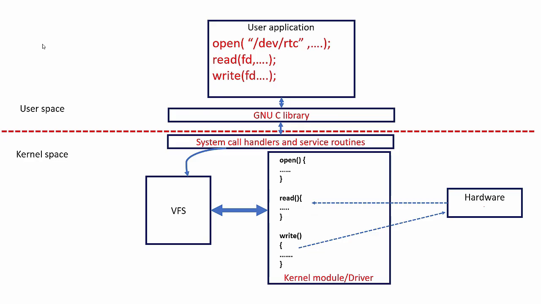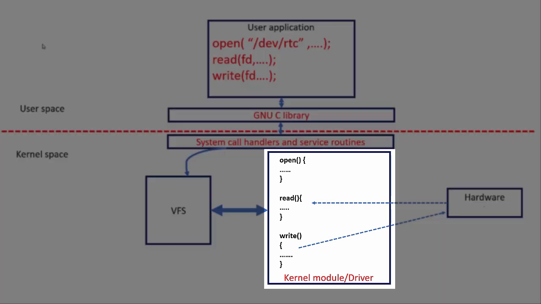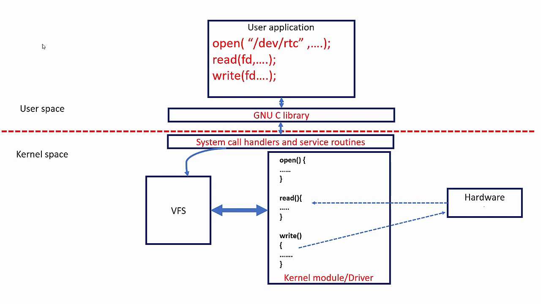In this exercise, we are going to write a character driver. The driver is going to live in kernel space, and the driver deals with the device. So in our case, the hardware is a simple memory area. We call it a pseudo device.